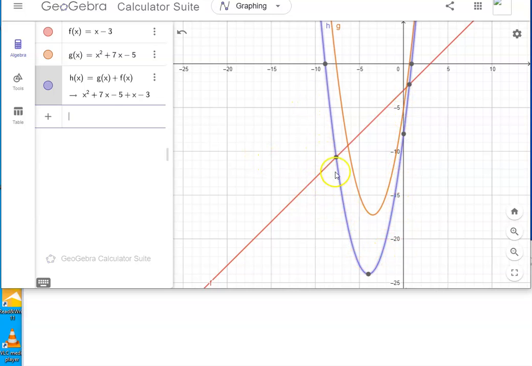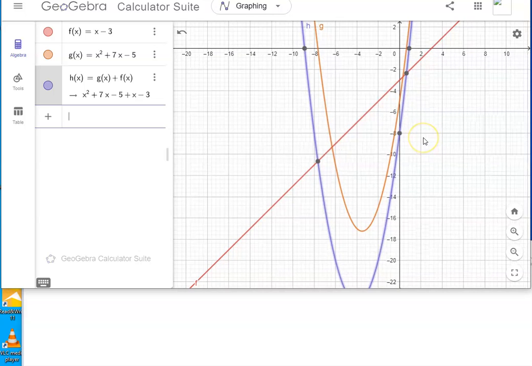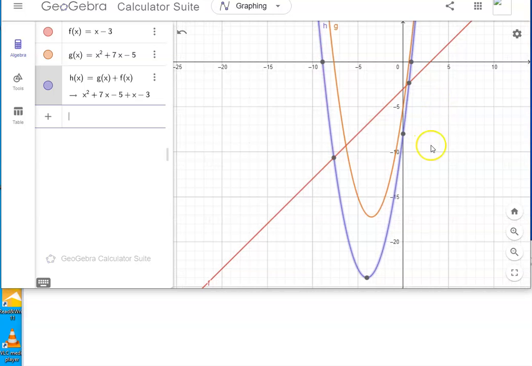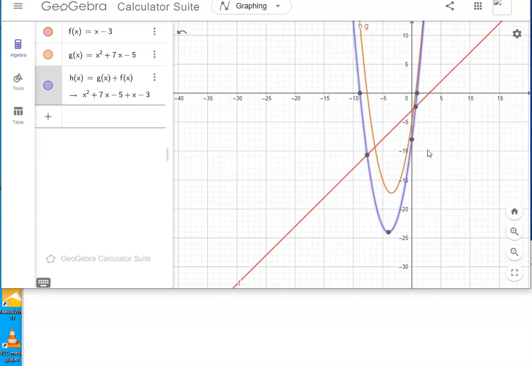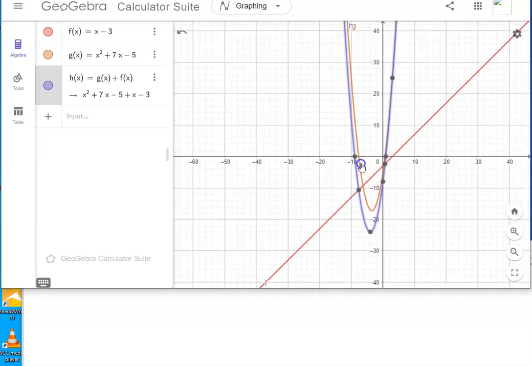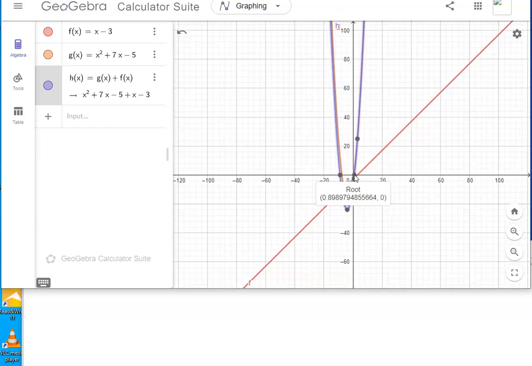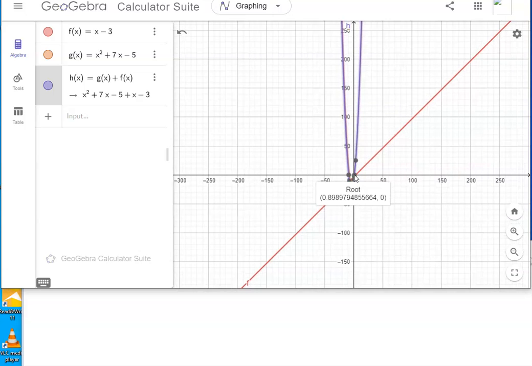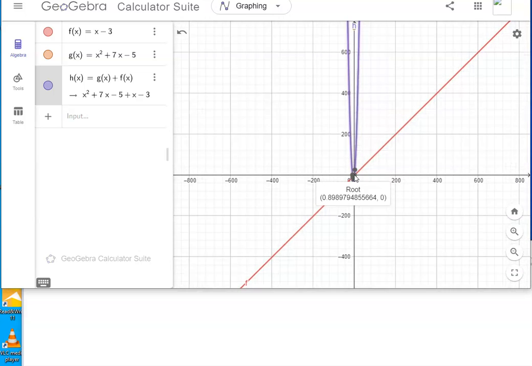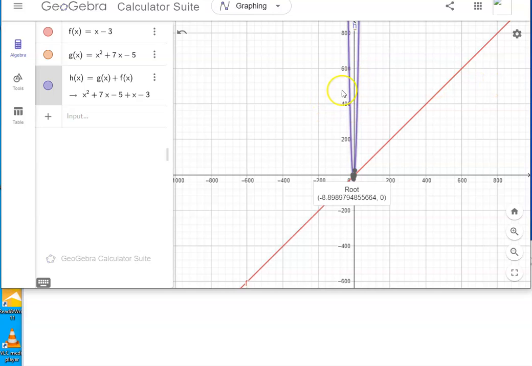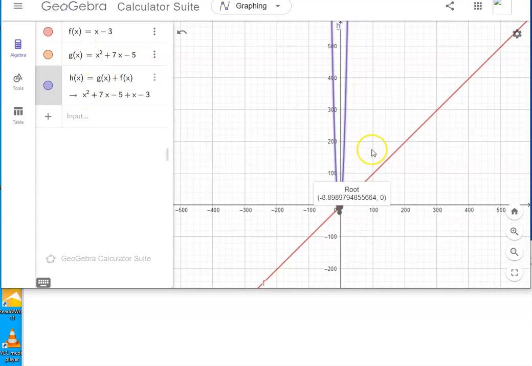The two functions added together, and let's see if this makes sense. When I add them together, as I get really big numbers, and I zoom out, look at that. It's almost the same as g of x. That x squared takes complete dominance over anything. And as I get really big numbers, g of x and g of x plus f of x are about the same, because the x squared takes over.